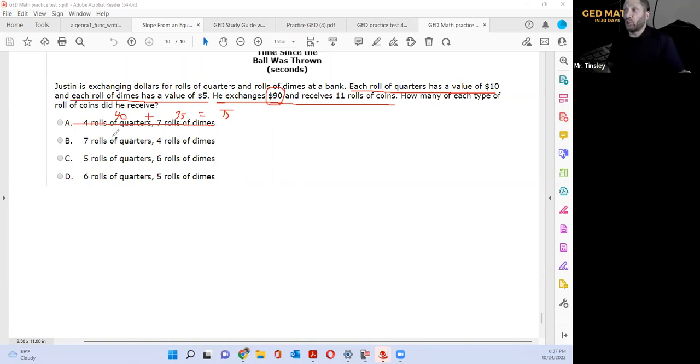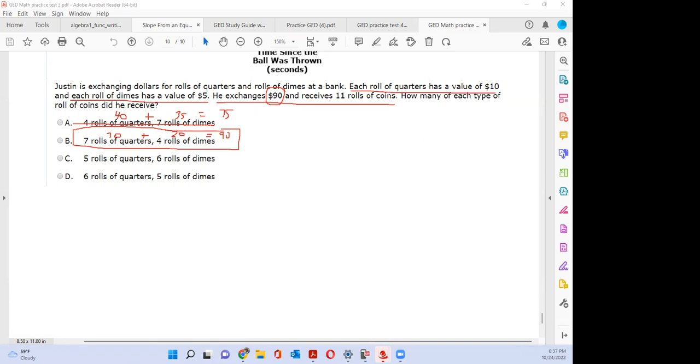What's 7 rolls of quarters worth? $70. How much is 4 rolls of dimes worth? $40. I mean 20. $20. What's 70 plus 20? 90. Do I have 11 rolls, and is it worth $90? Yes. I'm done. That's simple. That easy. Quickly, you're done.